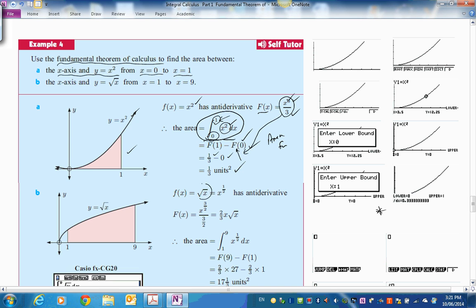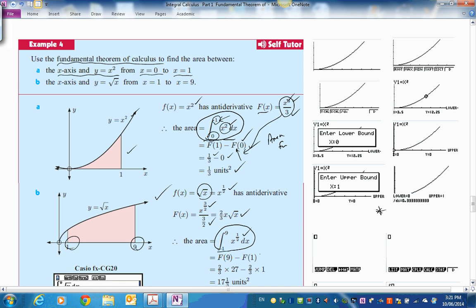Let's do root x. There's the graph of root x from 1 to 9. Okay, that's x to the half. Increase the power by 1, divide by the new power. There we are. And if we wanted the area, we say it's the integral, the sum of an infinite number of rectangles from 1 to 9 under this function.